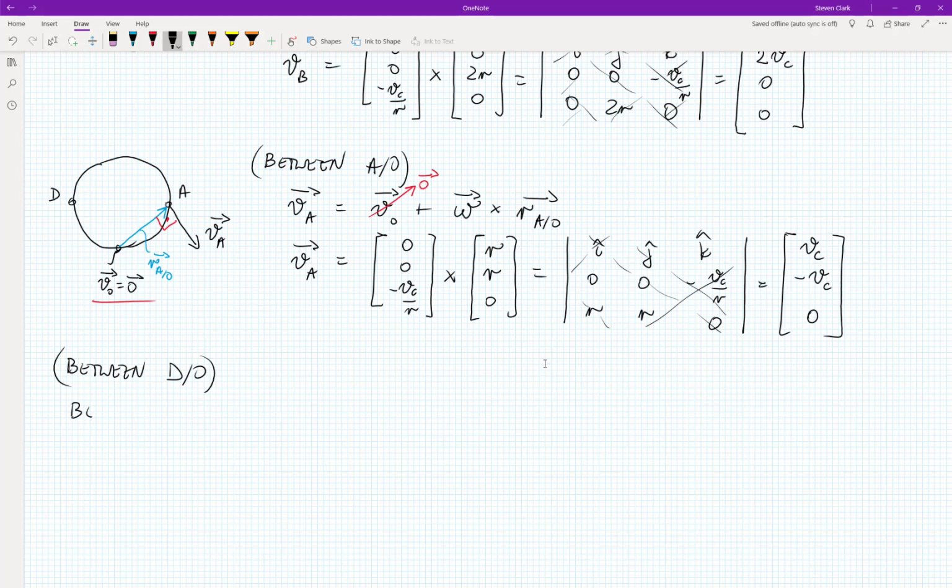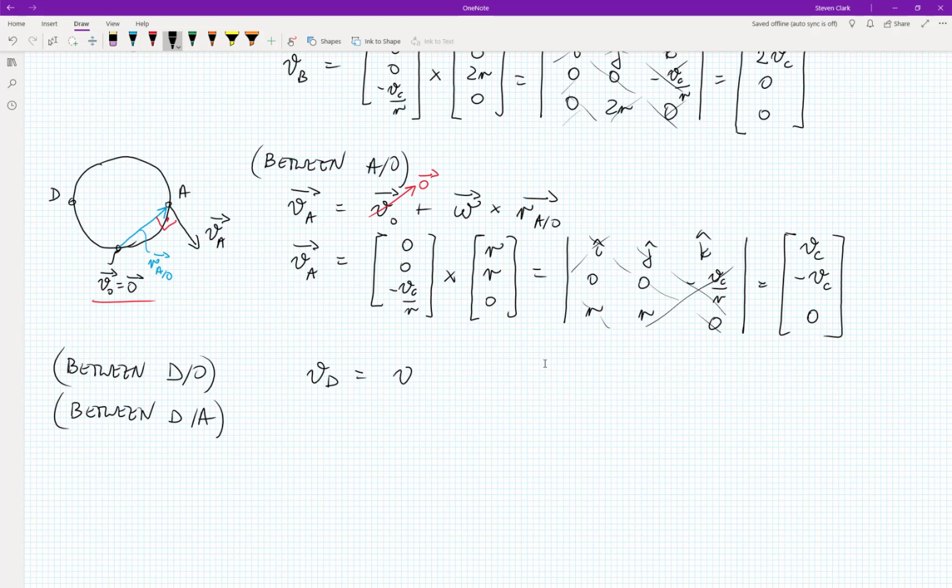So let's do it between D and A. It will show you that you are free to choose whichever 2 points you want in order to solve velocity analysis, okay? So let's do it quickly.